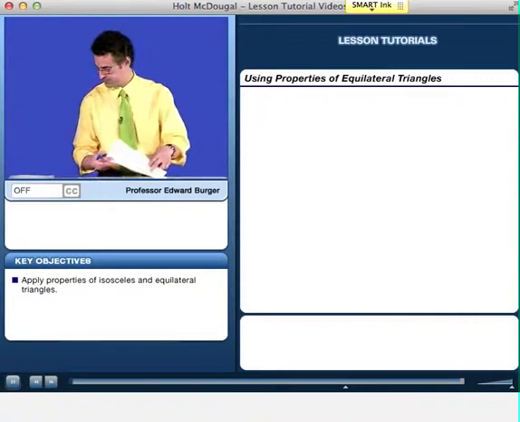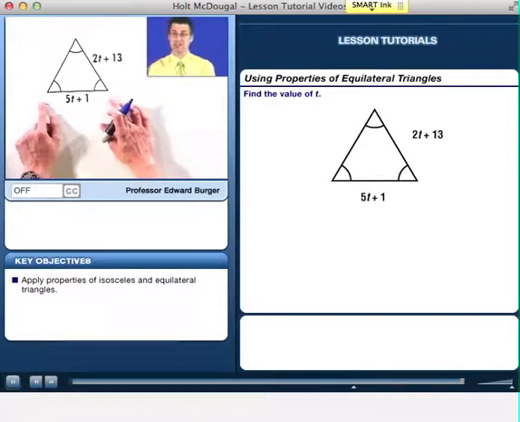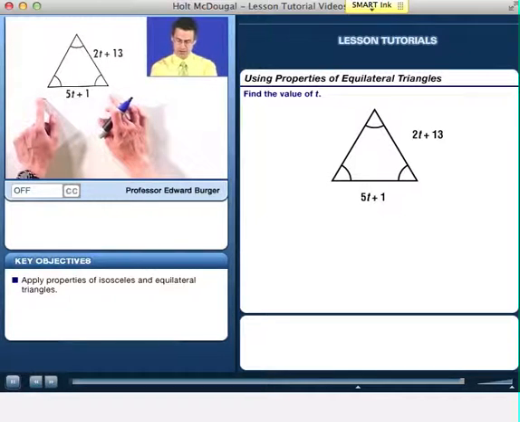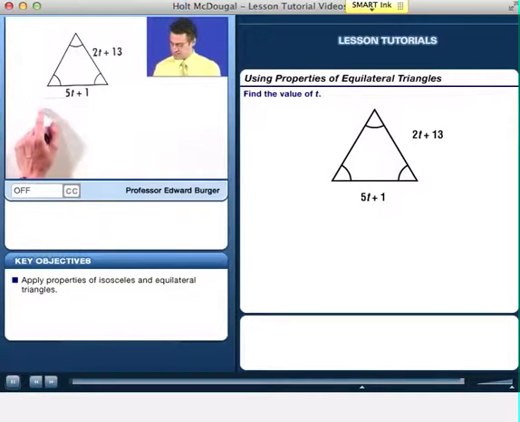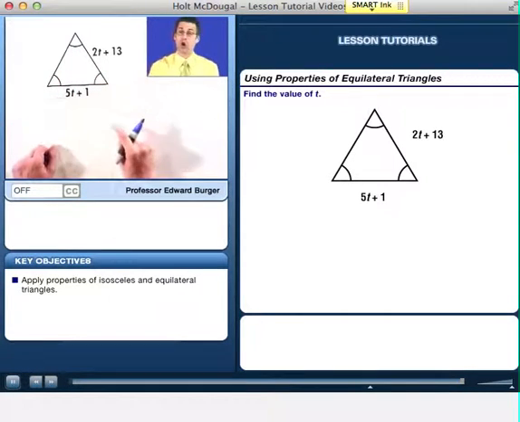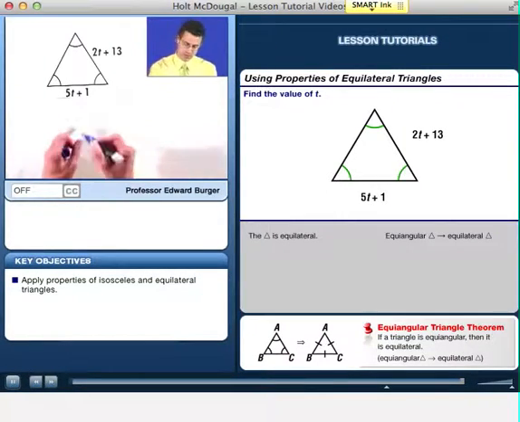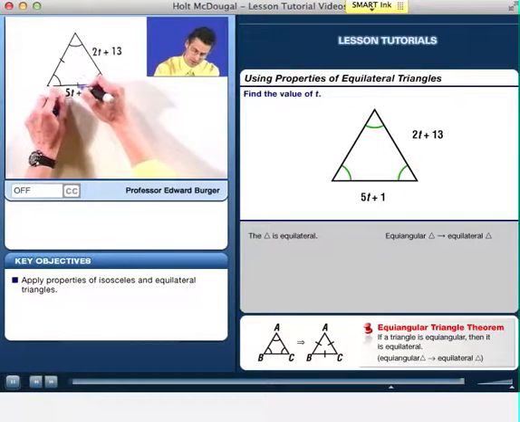Let's try another one. Here, the question and challenge for us is to see if we can figure out the value for the unknown t. So we want to solve for t. By this diagram, we see that these angles apparently are all congruent to one another. Therefore, this is an equiangular triangle, which we know from our previous result is also equilateral, which means that all the sides are congruent.